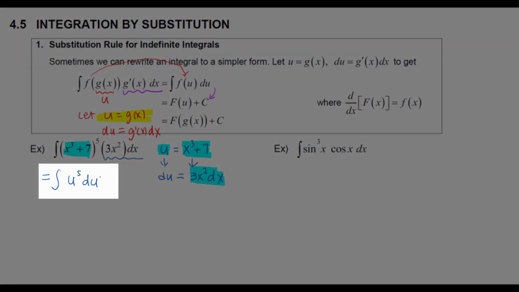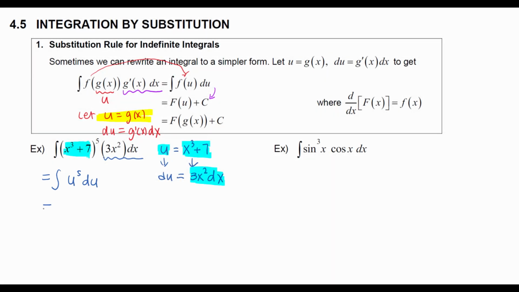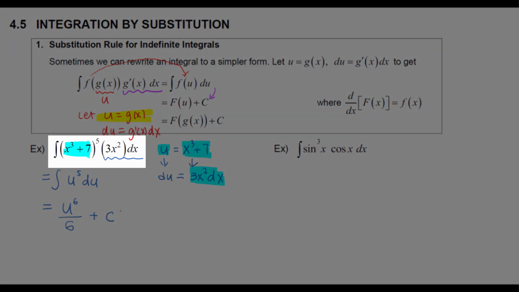Look at that. That became such an easy integral now. So now I'm just going to use the power rule for integrals. The integral of u to the fifth power du is, we're going to gain 1 power. So it's going to become u to the sixth power divided by the power, plus c. But look at the original integral. I don't have any u there. My answer better be in x.